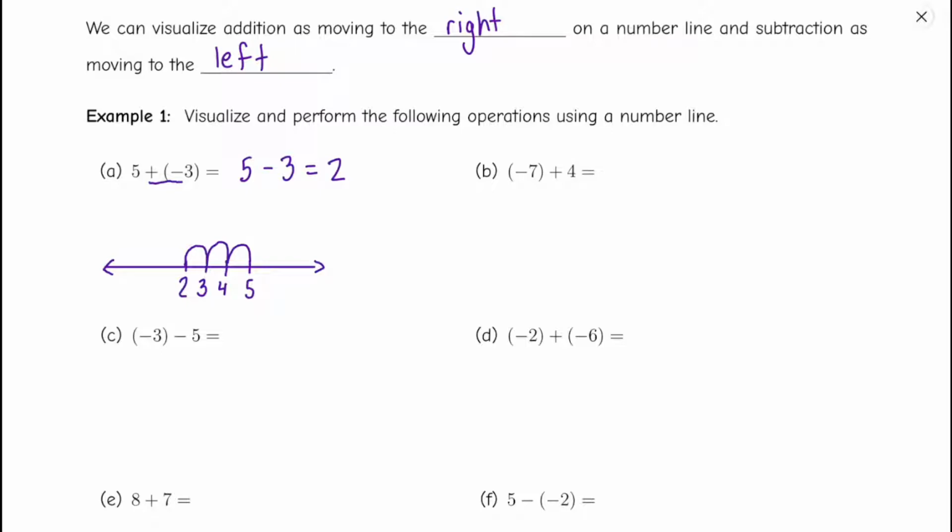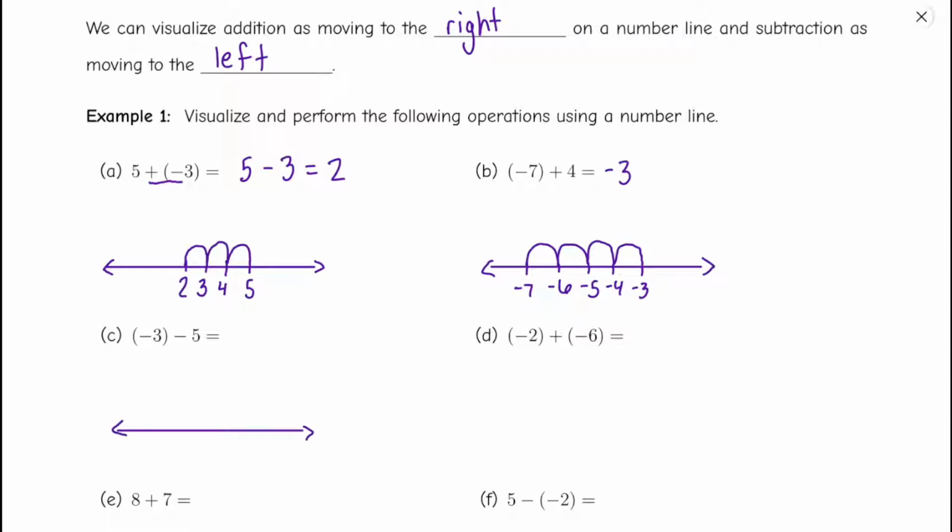B. There are no double operations, so I can go straight to the number line. -7 plus 4. So I'm going to start at -7 and go to the right 4. 1, 2, 3, 4. So that's -6, -5, -4, -3. So -7 plus 4 equals -3.